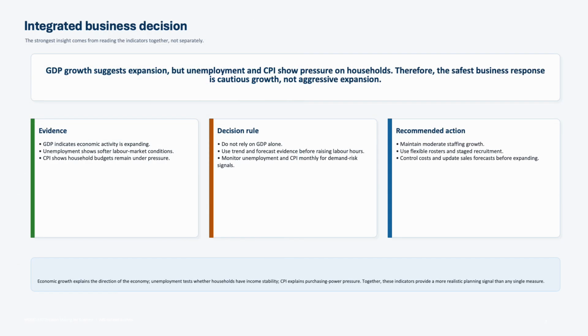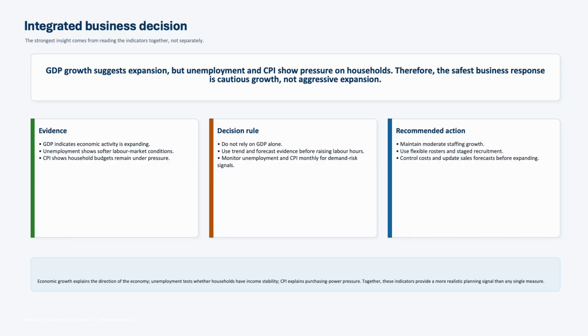This is the main decision slide. The key insight is that businesses should not read GDP, unemployment, and CPI separately. The strongest analysis comes from combining them. GDP growth suggests that the economy is expanding, which can support business confidence. However, unemployment shows softer labor market conditions, and CPI shows that household budgets are still under pressure. This is important because the safest business response is cautious growth, not aggressive expansion.